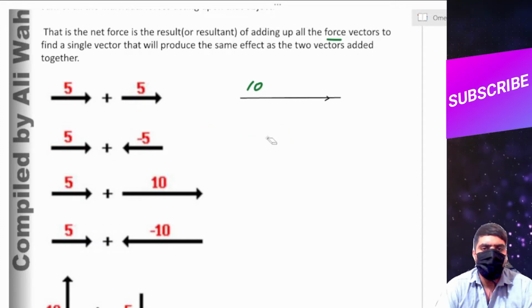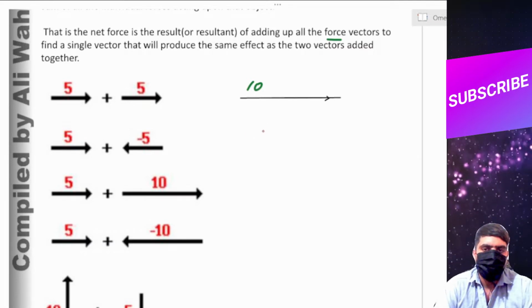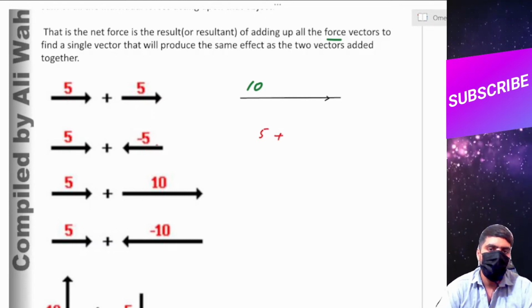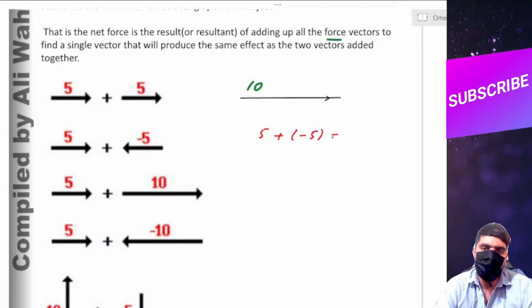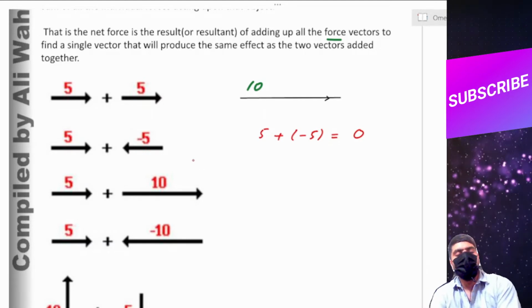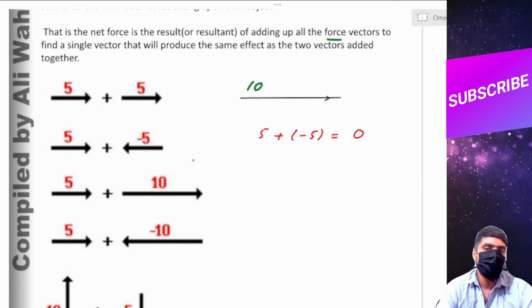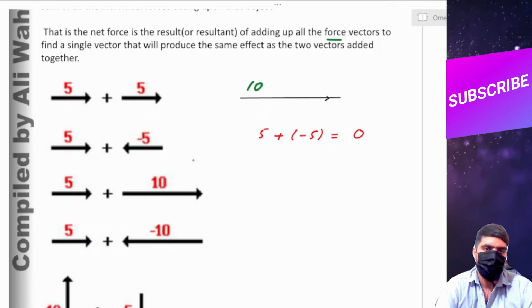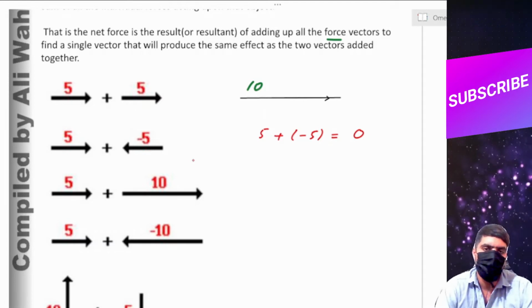Now if we add these two vectors, 5 Newton plus the other one, minus 5 Newton, the final answer would be 0. So the resultant force is 0. There's no resultant force acting on the object, because the forces were equal and opposite, so they cancel out each other.